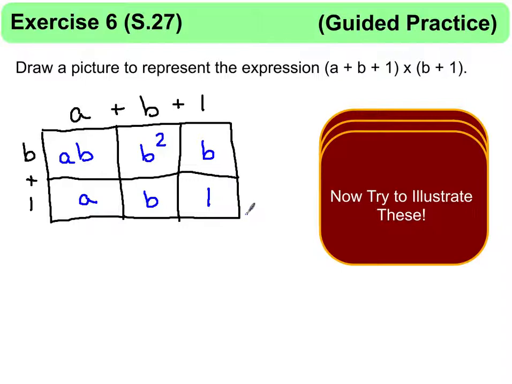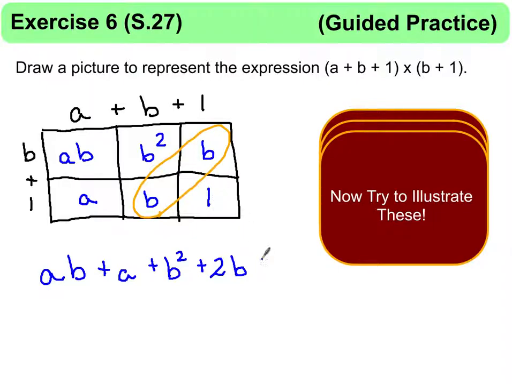So now the students have to be careful. They have to look and see what are like terms and what are not. So we have ab. There are no other boxes with ab, so we'll just write that down. We have an a and we have a b squared. Well, those aren't like terms, so we write plus a and we write plus b squared. Now it does turn out that these two here are like terms. And so we'll put into our answer not b, but 2b. And then we'll keep the 1 for plus 1.